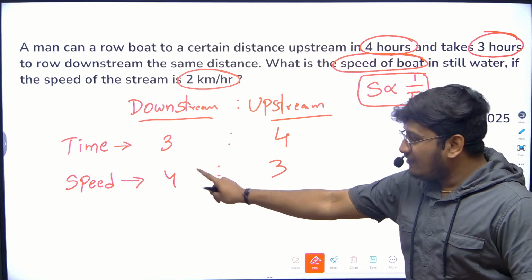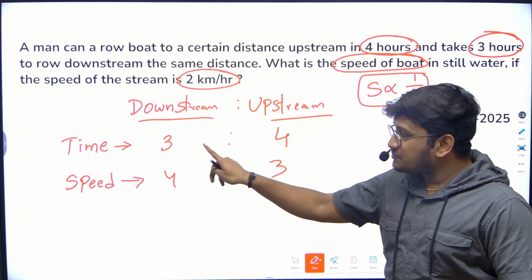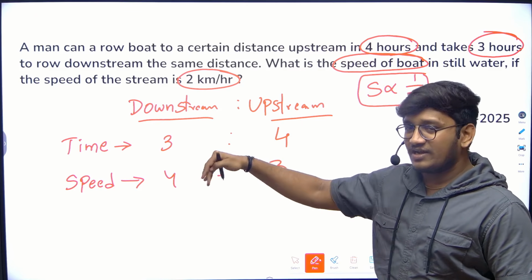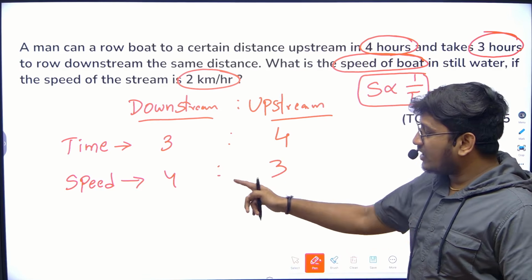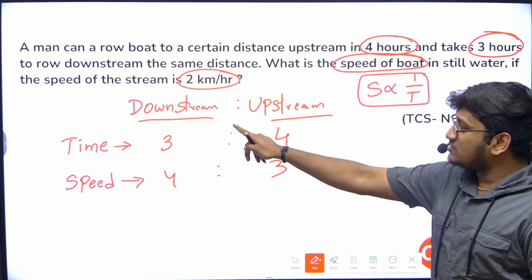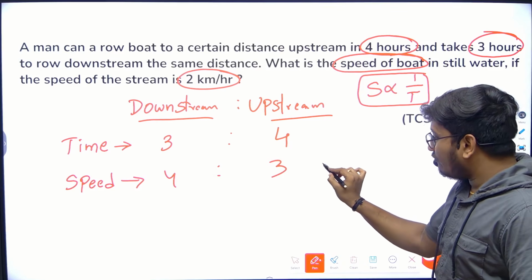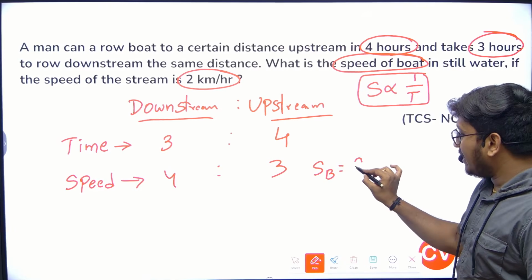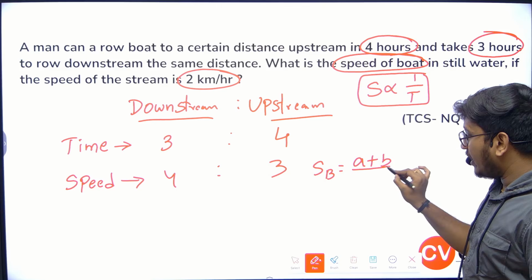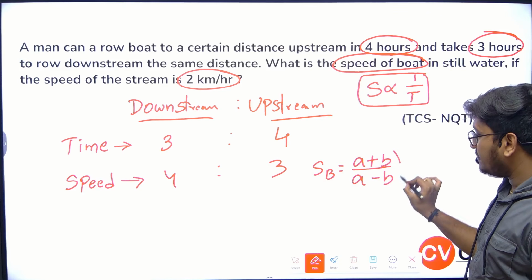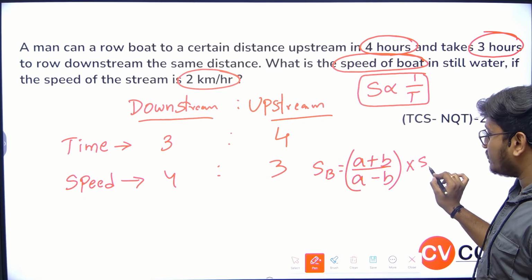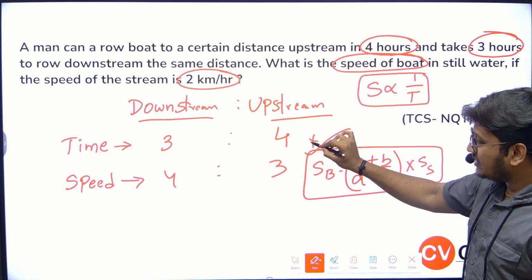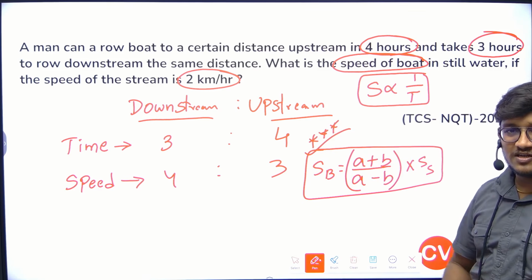Do remember, when you get to know the ratio of their speeds, if you know the time you can convert to speeds, or if you know the speed you can convert to time. That's not an issue. If you know the ratio of downstream and upstream speeds, then while finding the speed of the boat, there's a simple logic: (a plus b) by (a minus b) into speed of the stream. Very, very important.